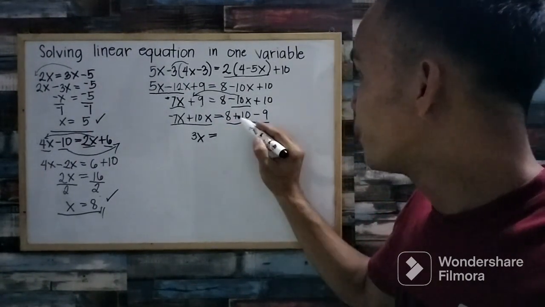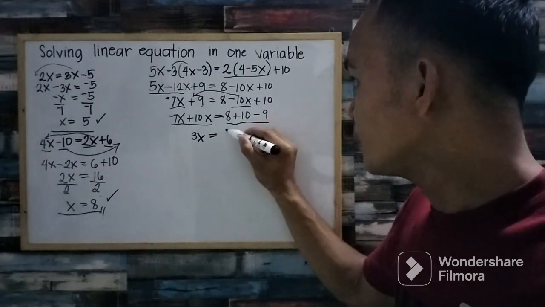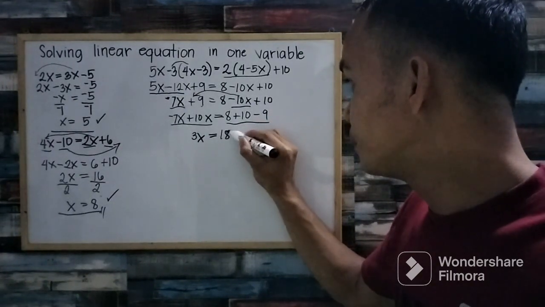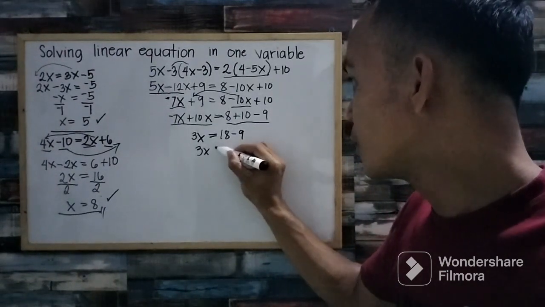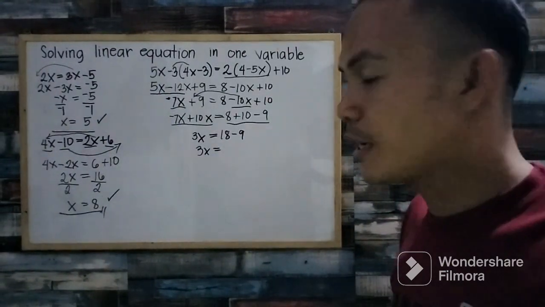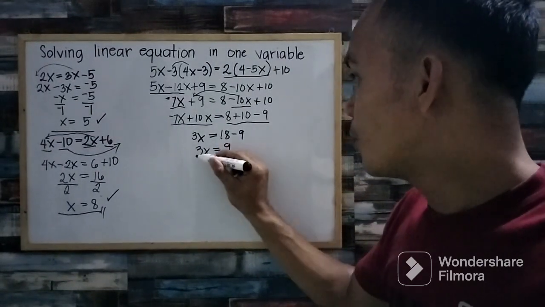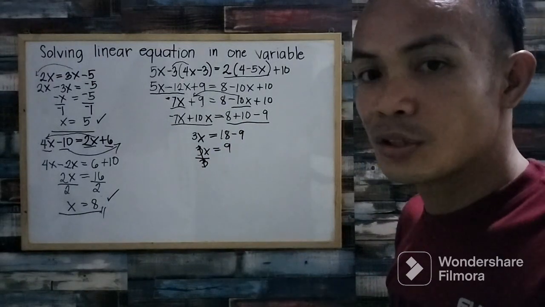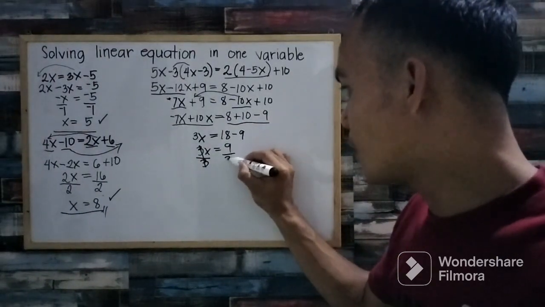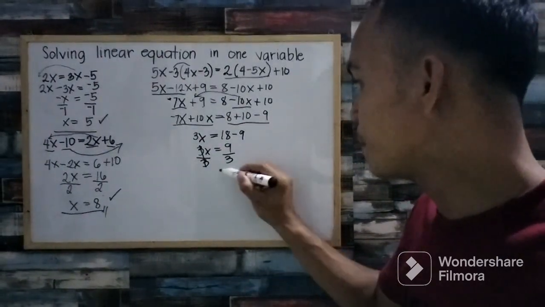is equal to 8 plus 10, that is 18, minus 9. So, that is 3x is equal to 18 minus 9, that is 9. Of course, we have to divide it by 3, so that yung matitira na lang dito is yung x. And of course, you have to divide it by 3 also in the other side.